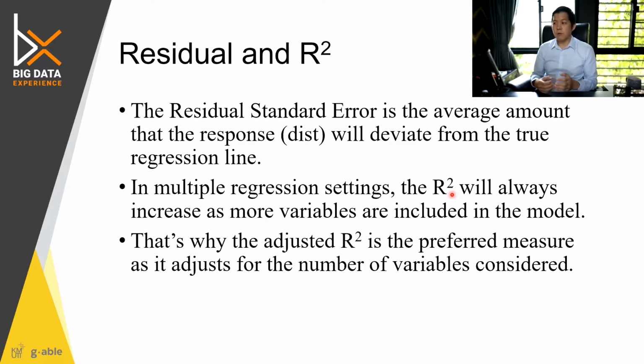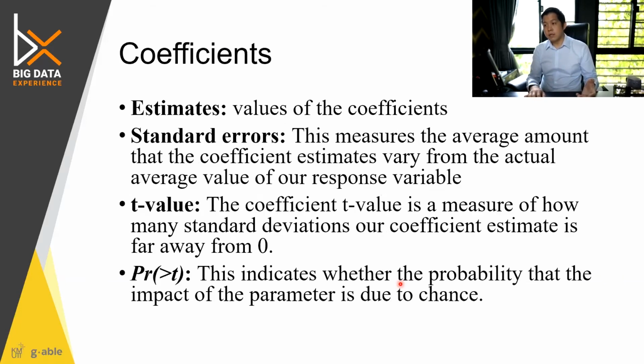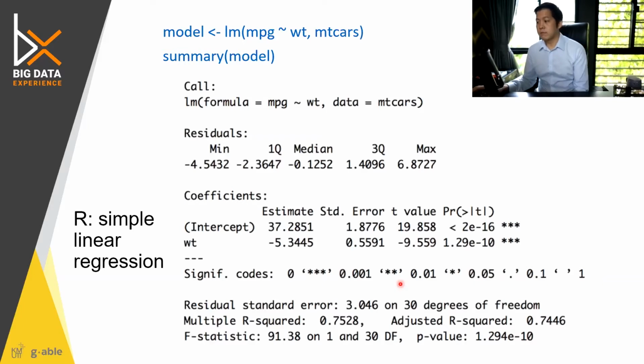So instead of looking at R square, there is a measurement called adjusted R square, which adjusts the value of R square based on the number of parameters. Simply speaking, in summary, when you look at R square, I would suggest you look at the adjusted R square. The adjusted R square would account for the number of parameters that you use.